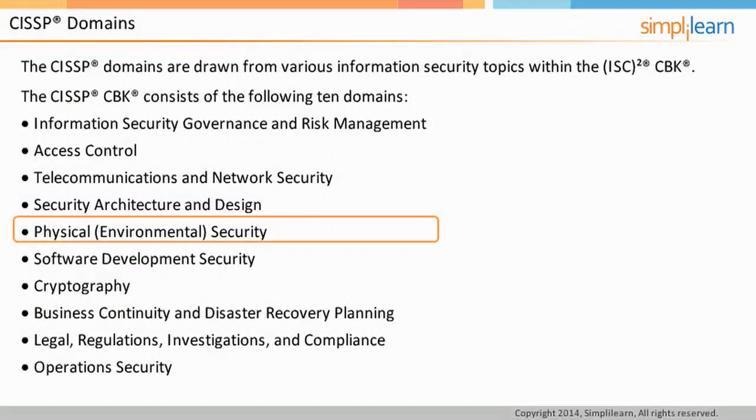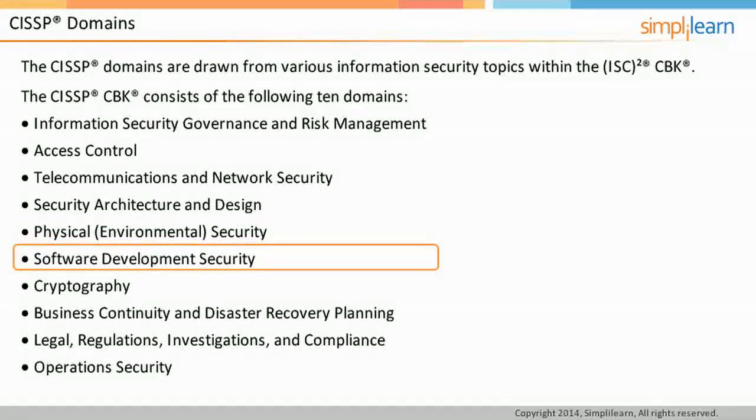Physical or environmental security addresses the threats, vulnerabilities, and countermeasures that can be utilized to protect the enterprise's resources and sensitive information physically. It covers site facility design considerations, perimeter security, internal security, and facilities security.